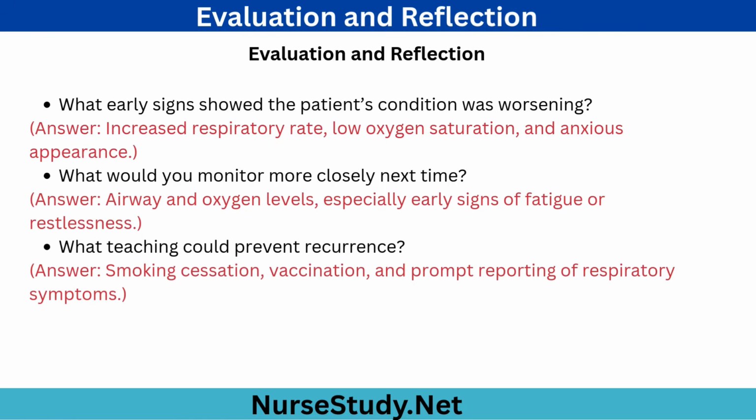Section 9. Evaluation and reflection. What early signs showed the patient's condition was worsening? Answer: increased respiratory rate, low oxygen saturation, and anxious appearance. What would you monitor more closely next time? Answer: airway and oxygen levels, especially early signs of fatigue or restlessness.